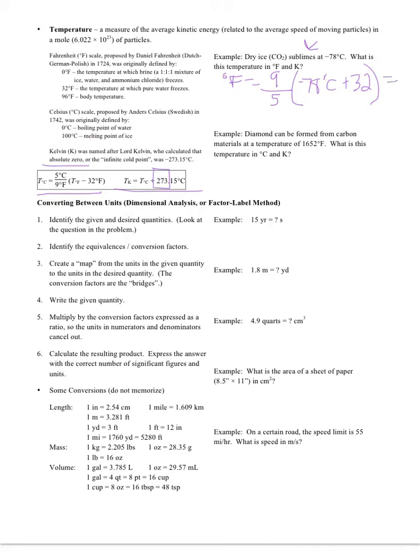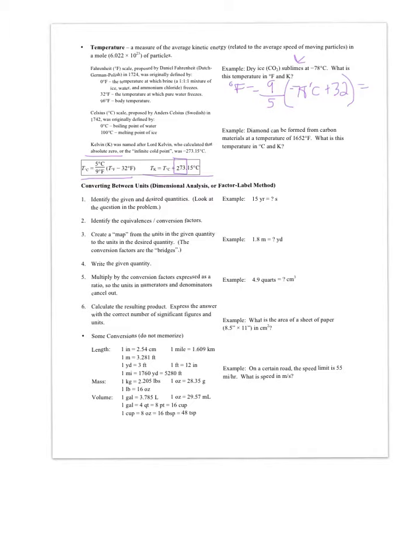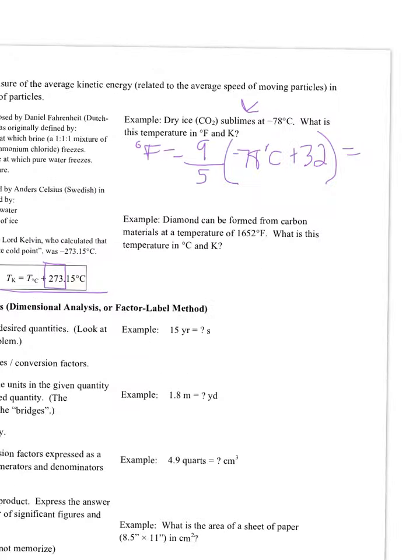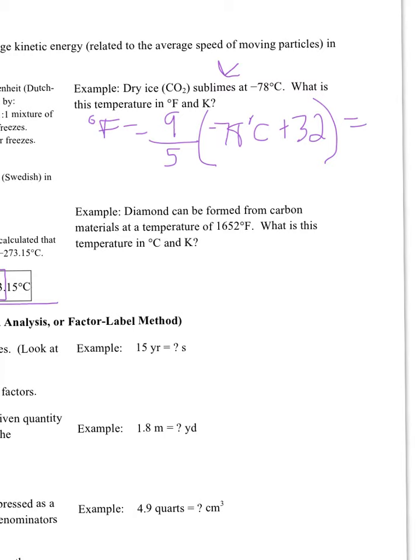Okay, so when I do that math, I get negative, and I'm going to have to zoom in here a little bit because I'm running out of space. It's not going to let me erase anymore, so let me just write the answer up here. Negative 108, 8, not 6. 108 Fahrenheit. Okay. So that's the relationship between Celsius and Fahrenheit.